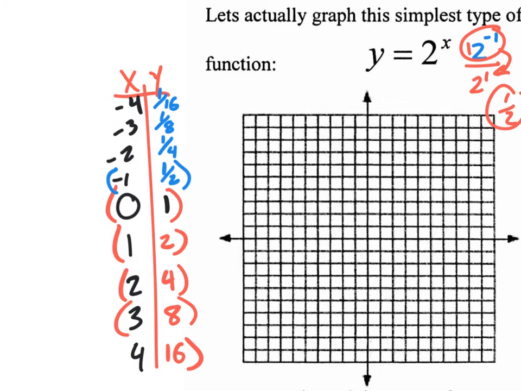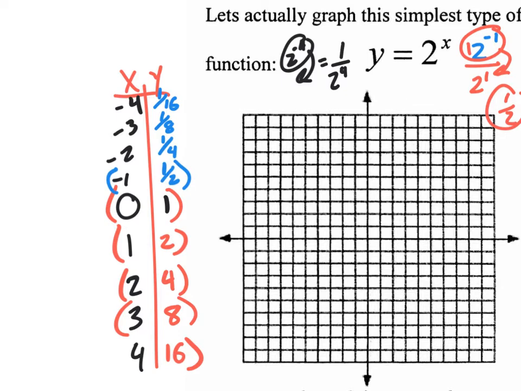I could have, if I wanted to, plugged in -4 right there and done a bunch of work. I could have said 2 to the -4. What do I do with that? I move it to the other side. It becomes 1 over 2 to the 4. What's 1 over 2 to the 4? 2 to the 4 is really 2 times 2 times 2 times 2, which is 16. 1/16 is my answer. A lot faster to just multiply by half and get that 1/16 that way.